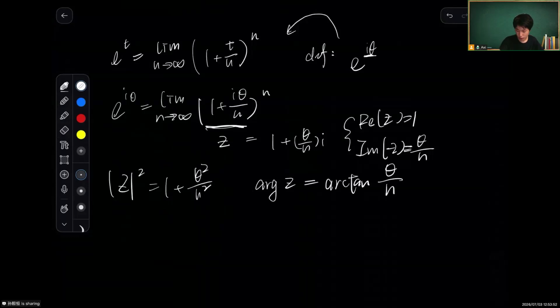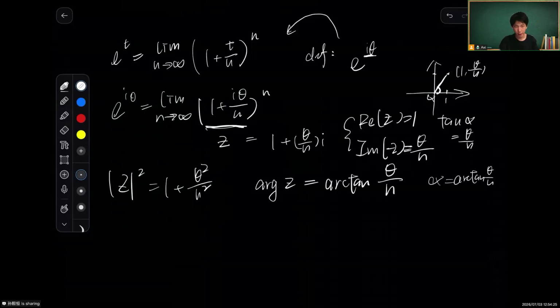Or more exactly, you can think about this number as here and there. So the y value is theta over n. Then what is the angle here? Let's say this angle is alpha, and tangent alpha is equal to theta over n divided by 1. So that is essentially saying alpha is arctan of theta over n, which is just the reverse way of calculating. So we can plug this back in, and this is the setup we have with z.